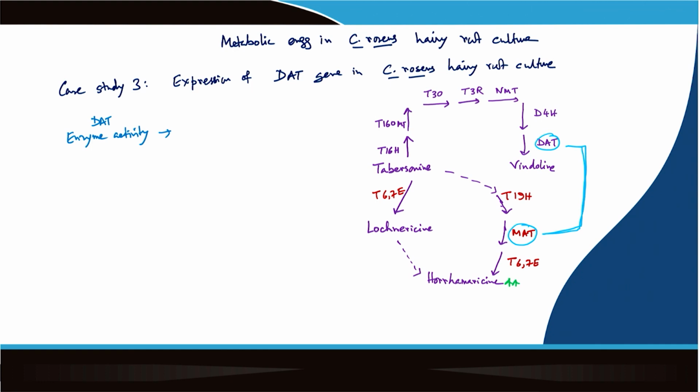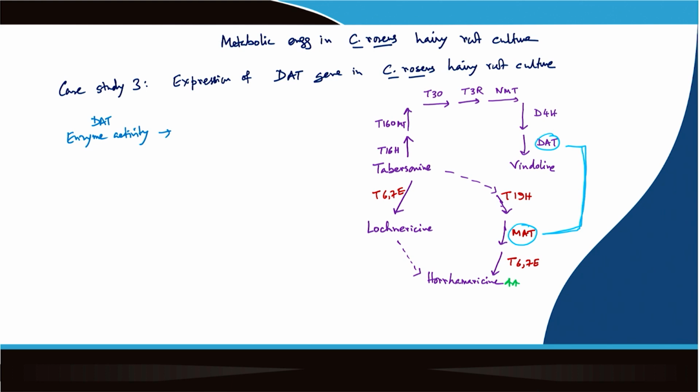That DAT, which is meant for vindoline, is not working, because in order to have vindoline accumulation, you need to have light. So, that is not happening, but the DAT enzyme is produced in higher amount. What happens in the dark is that the pathway from tabersonine moves in a different direction, like lochnericine and hörhammericine. So, this is operating in the root, constitutively operated.